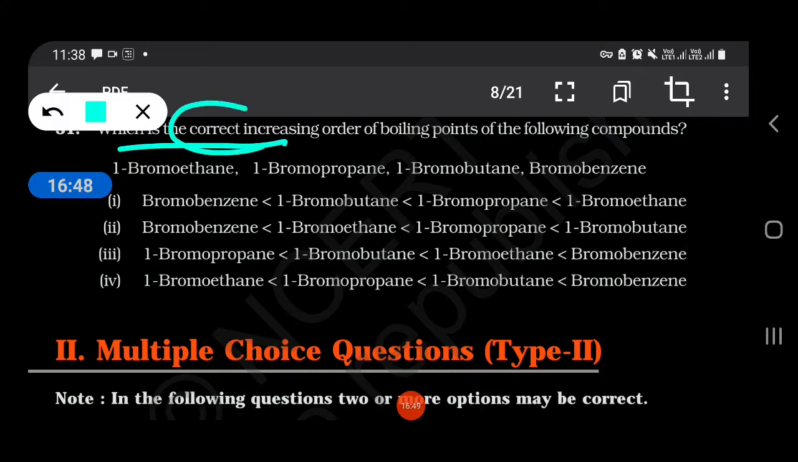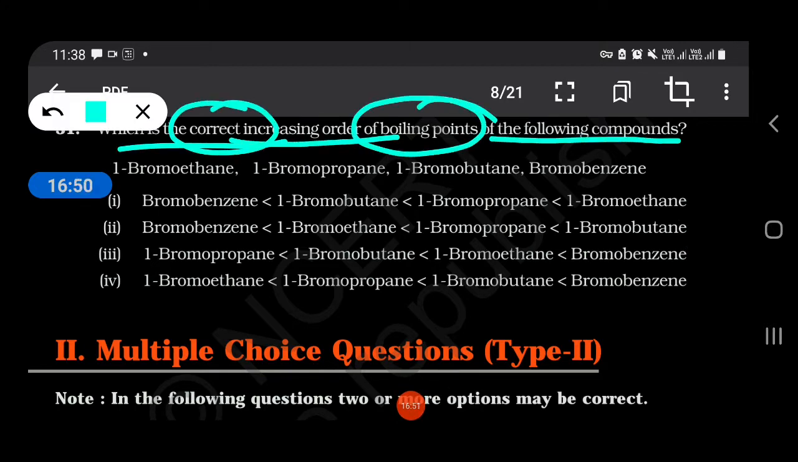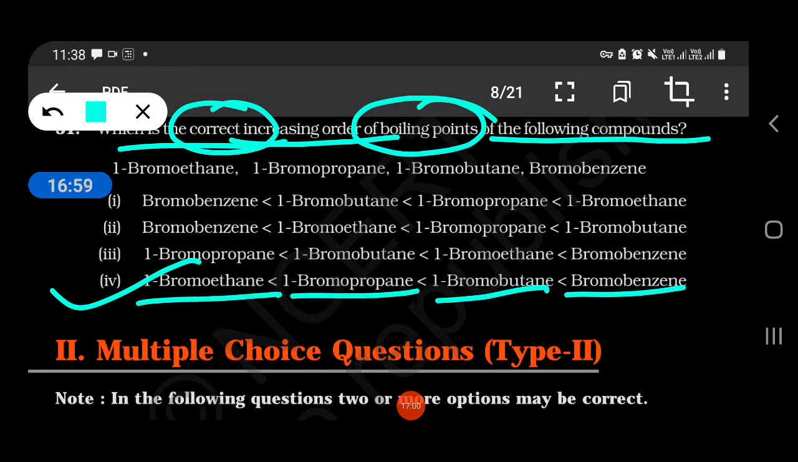Which is the correct increasing order of boiling points of the following compounds? So our answer is this one, because you can see here bromobenzene and 1-bromobutane, 1-bromopropane and 1-bromoethane. Carbon number is decreasing one by one, so here we can say this is our answer.